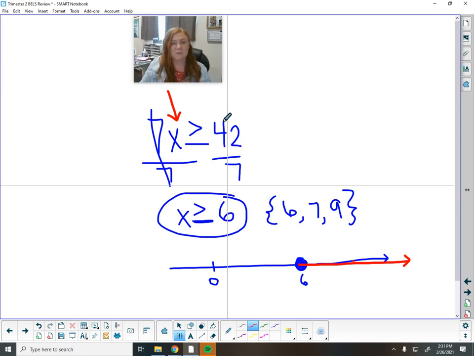So it's the exact same thing that we're doing with those equations. It just has the inequality. You solve it, you graph it.